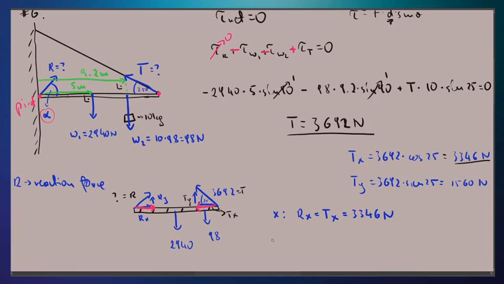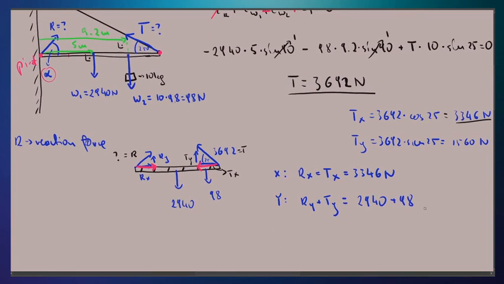Now along the Y, the bar is not moving up and it is not falling. So all of the force components along the Y must cancel out. I have two components that point up, Ry plus Ty, and then I have two forces that point down, which are the two weights, 2940 plus 98. These two added together, which point up, must be equal to these two added together, which point down. They have to cancel out since the bar is not moving up or down.